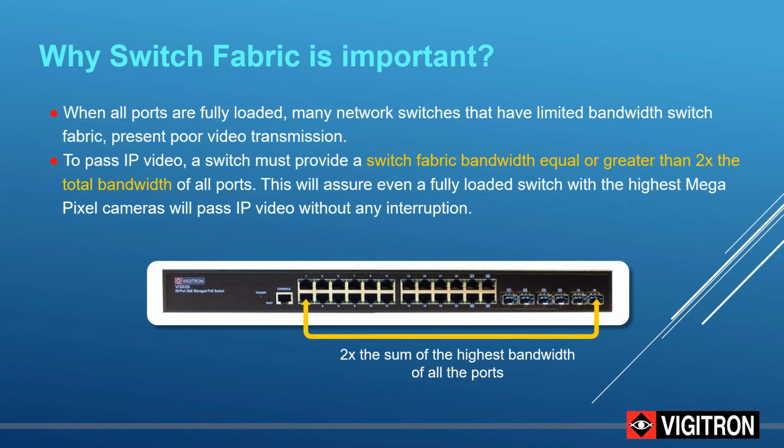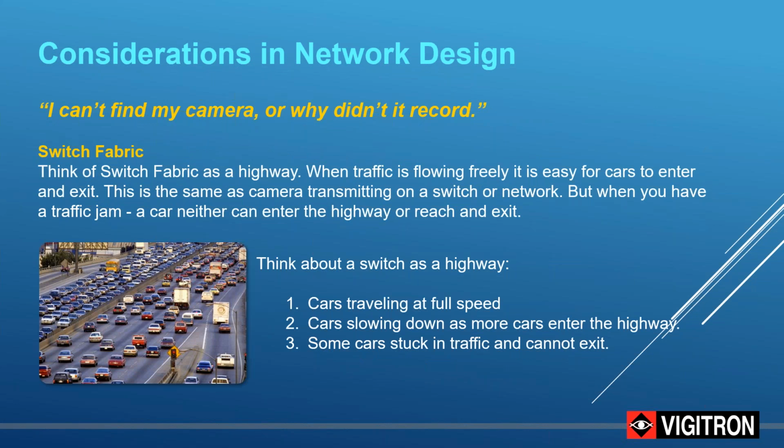Let me repeat that because that is very important. The bandwidth internally within a switch to pass all video must have 2 times the sum of the highest bandwidth of all the ports. This is dependent upon what we call the switch fabric. And it's very akin to, let's say, a highway. Let's make this analogy. I get on the highway and I'm cruising along at 75 miles an hour and there is no problem. Now all of a sudden more cars come on the highway and I have to continually slow down. Now I'm stuck in a traffic jam.